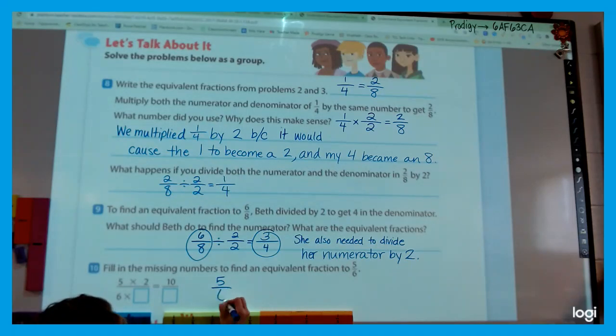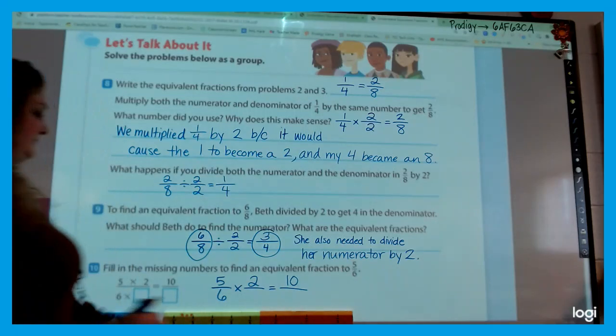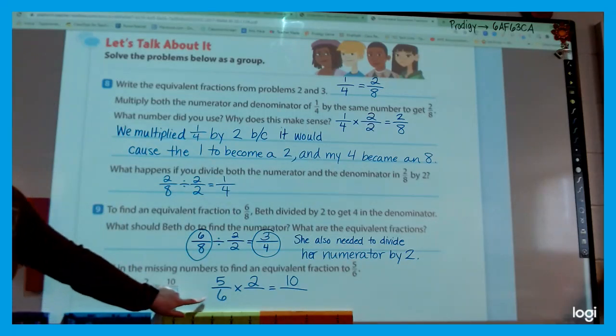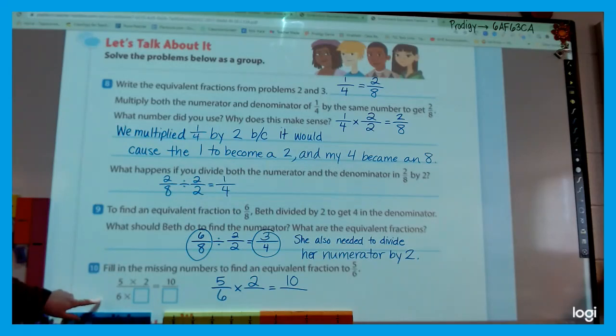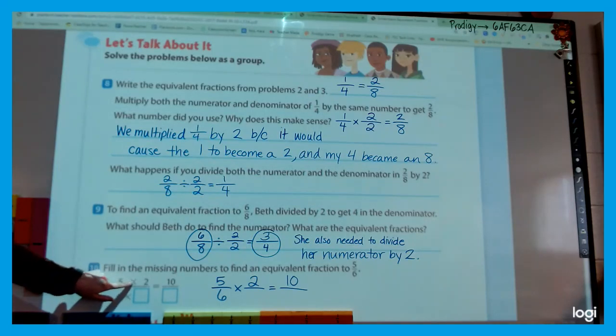So 5/6 times, they had a 2 up here over something, equals 10 over something. These things mean exactly the same, okay? So I want you to become familiar with this so that you're not confused on a test or a quiz. So here's our first fraction, 5/6 times 2 over something equals 10 over something.